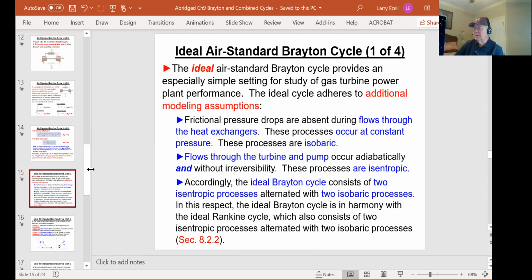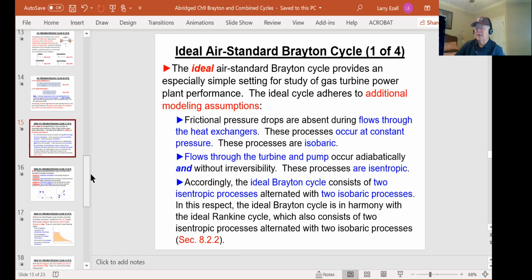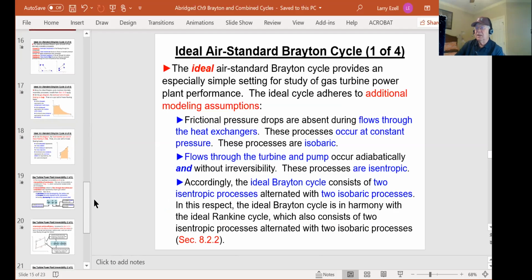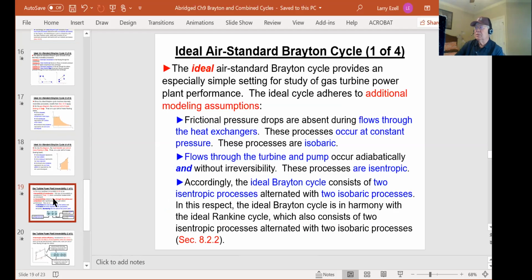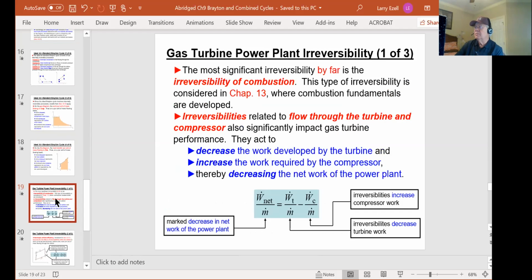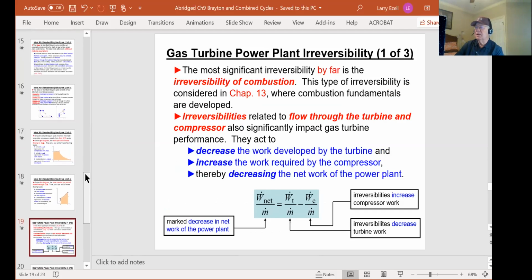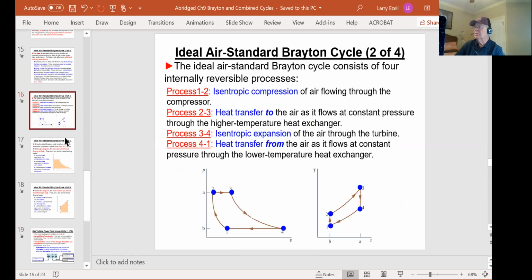So let's look at, he talks about irreversibilities. Well, he talks about all the irreversibilities in the turbine. You're welcome to read over there, just a few slides. It wouldn't take you more than 3 or 4 minutes.